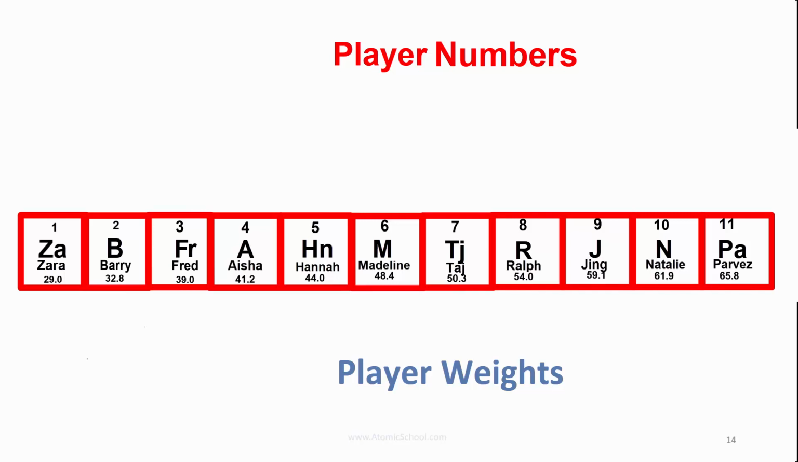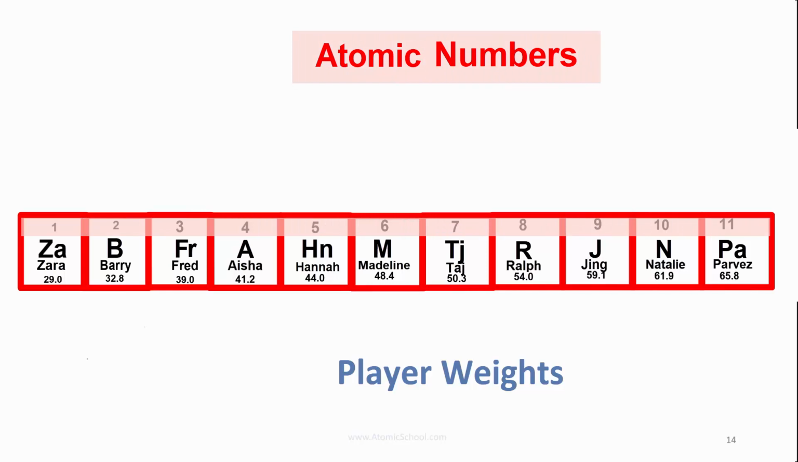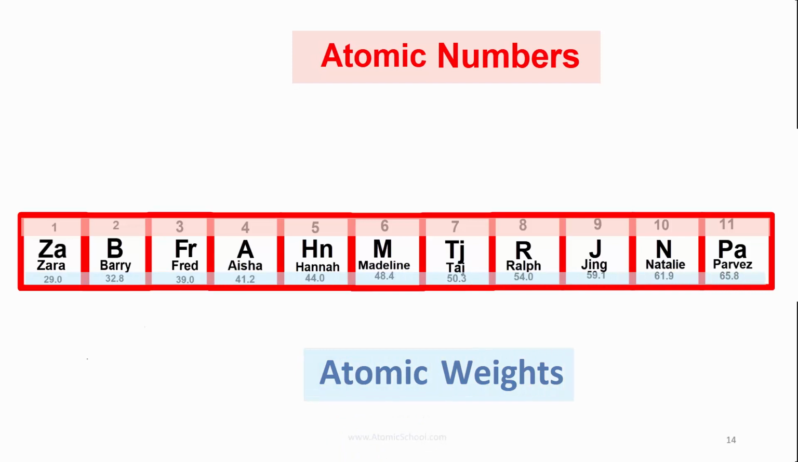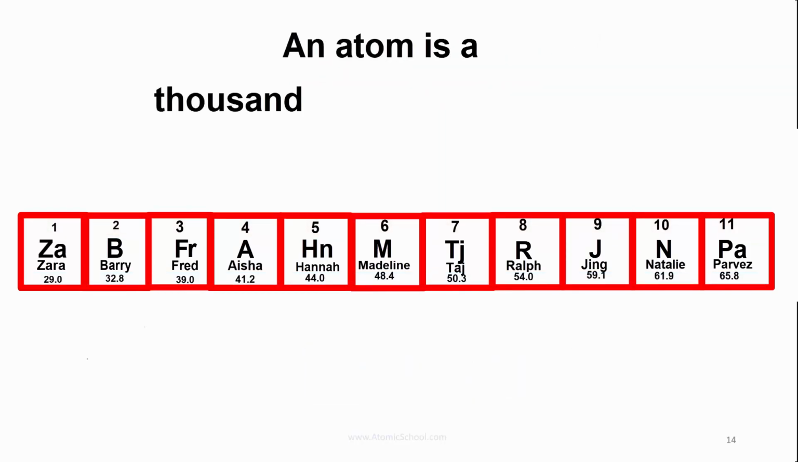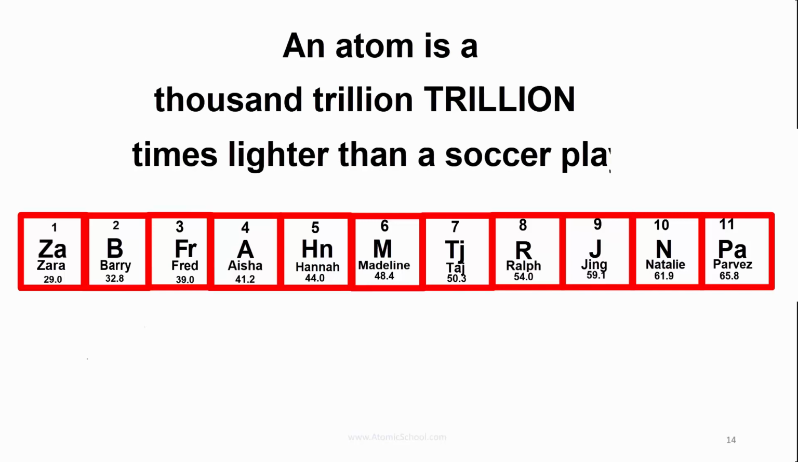The player numbers of the soccer team are like atomic numbers, and their player weights are like the atomic weights, except of course on a much bigger scale. In the next videos, we'll change our soccer team to an atom team and look at a much smaller scale. An atom is 1,000 trillion times lighter than a soccer player.